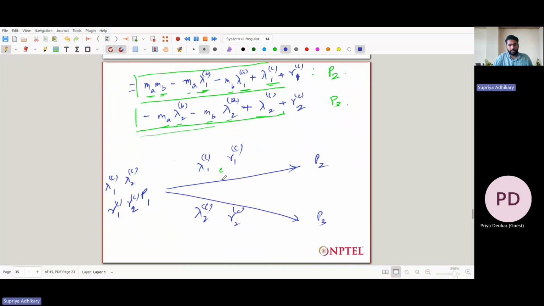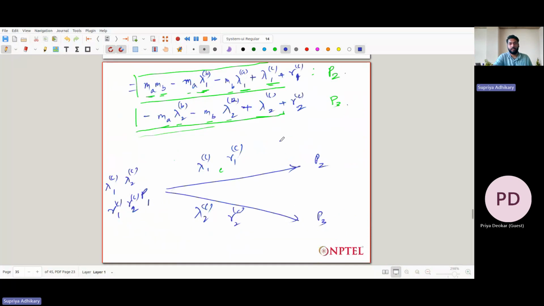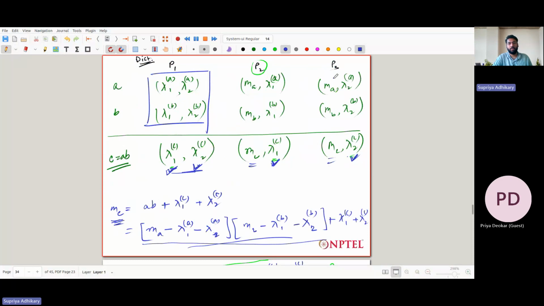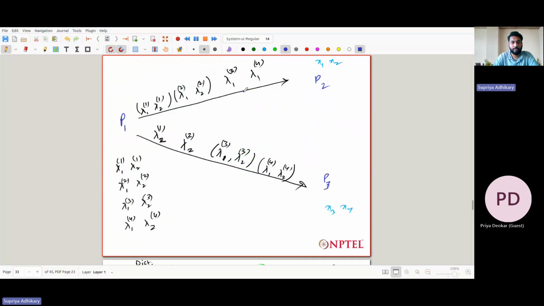So if P1 can send these values to P2 and P3, then they can easily compute MC with them. So gamma 1, lambda 1, lambda 2 will be with P1. Lambda 2 is sent to P2, and lambda 1c is sent to P2, and lambda 2c is sent to P3 at the pre-processing phase. And then when they have these values, P2 and P3 can locally compute these MC values. So they can now have this secret share for C, which is the multiplication of A and B.